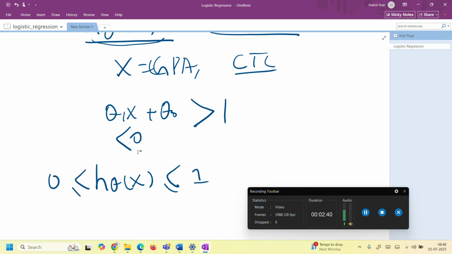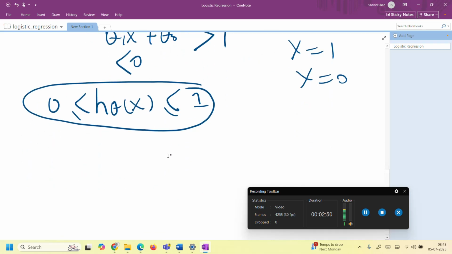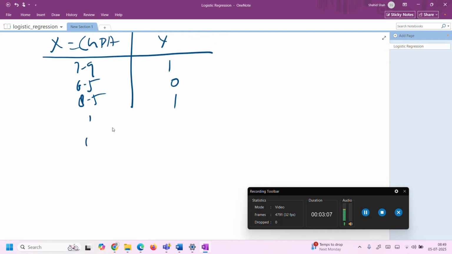Now see, we have only two classes. Suppose y is equal to 1 or y is equal to 0, but the hypothesis function can take a value between 0 and 1. Now suppose x is CGPA and y is whether placed or not. Let's say we have data available: CGPA 7.9 placed, 6.5 not placed, 8.5 placed, right? Suppose 9.6 placed and again 6.8 not placed, like that.